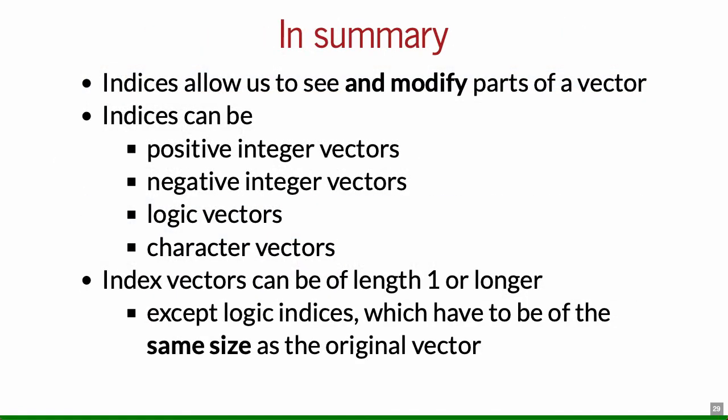In summary, indices are super powerful. They allow us to see and modify part of the vector without changing the complete vector. Indices can be positive integers, negative integers, logic, or character. That is the reason we have seen vectors of numbers, logic, and characters before this class. An index can be one number or more, one value or more. Except for logic indices, these are the only ones that have to be the same size. Characters can be one or more, numbers can be one or more, logic must be the exact size.